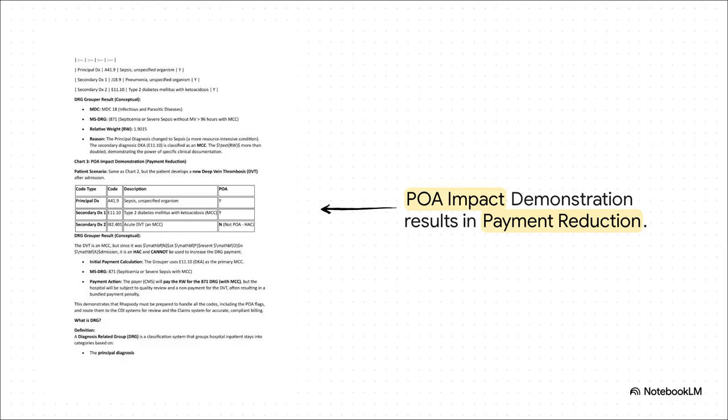Even though it is technically an MCC, the grouper engine totally strips its power to increase your DRG payment. The payer is only going to pay the base rate, and the hospital is subjected to a quality review and a potential bundled payment penalty. So, precision in timing is literally just as vital as precision in the diagnosis itself.